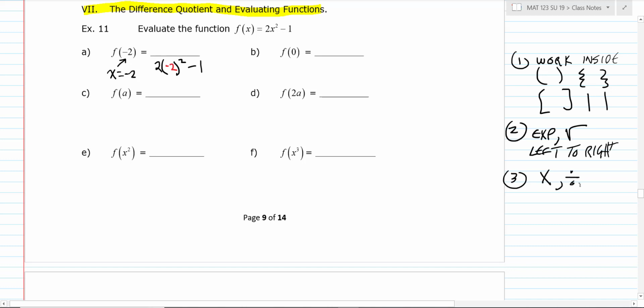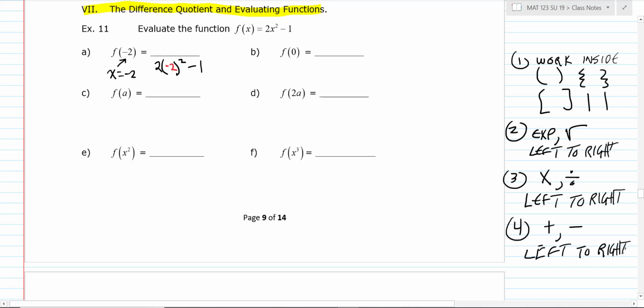You don't always multiply before you divide. Students seem to think that a lot of times, but it's not true. You go left to right when you multiply and divide. And then the last thing you always do is add and subtract. And again, you do that left to right. So it depends on where it is in the problem.